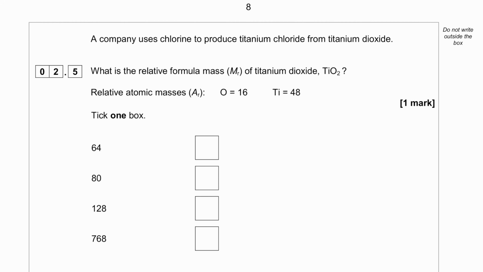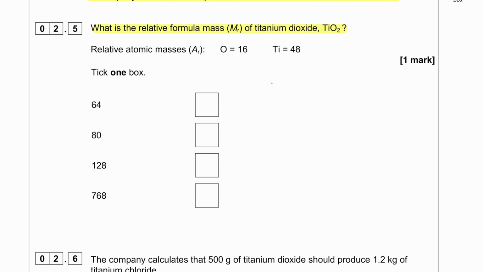Guys, moving to next question. A company uses chlorine to produce titanium chloride from titanium dioxide. What is the relative formula mass Mr of titanium dioxide, TiO2? In a question like this, we have to consider the relative mass of titanium, which is 48, and then add it with, because there are 2 oxygens, 2 times 16. Then we add the total, so our total comes to be 80.